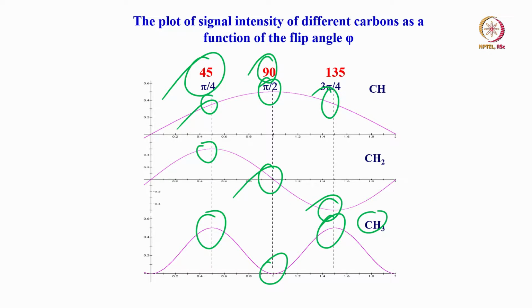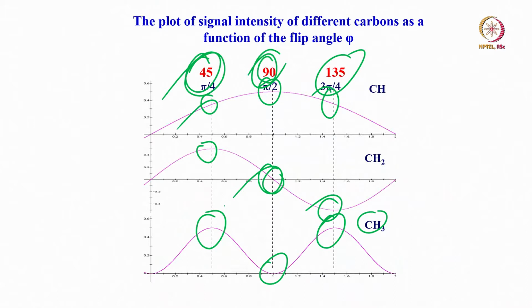DEPT is a simple, INEPT-like sequence, but there is a difference in understanding the behavior of magnetization, especially if you consider the last pulse. The flip angle of the last pulse, the angle by which you tilt the magnetization, we can vary. The last pulse can be 45 degrees, 90 degrees, or 135 degrees. Accordingly, different carbons have different intensities. Some are positive, some are negative, and some get nullified.